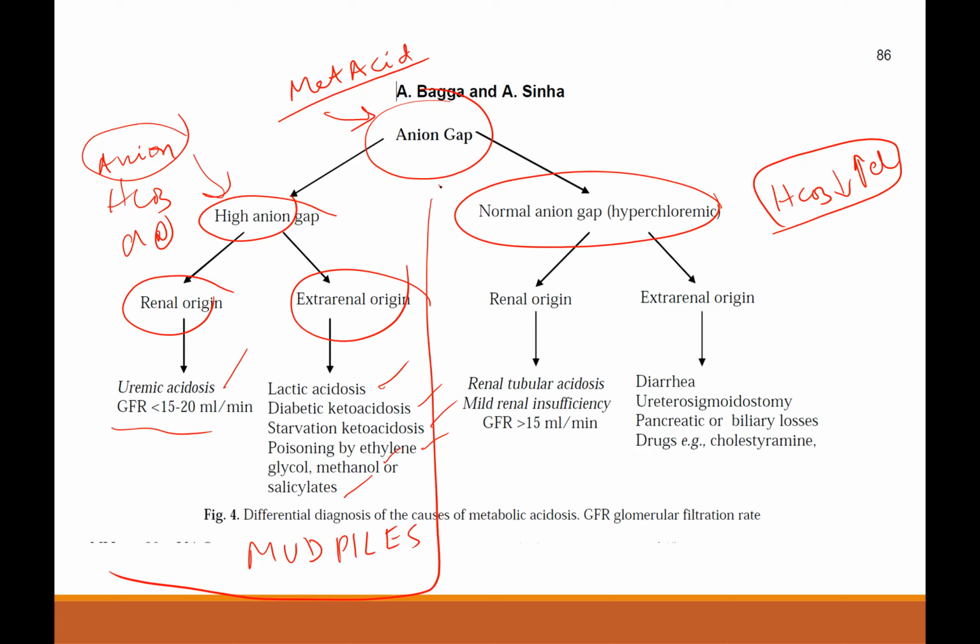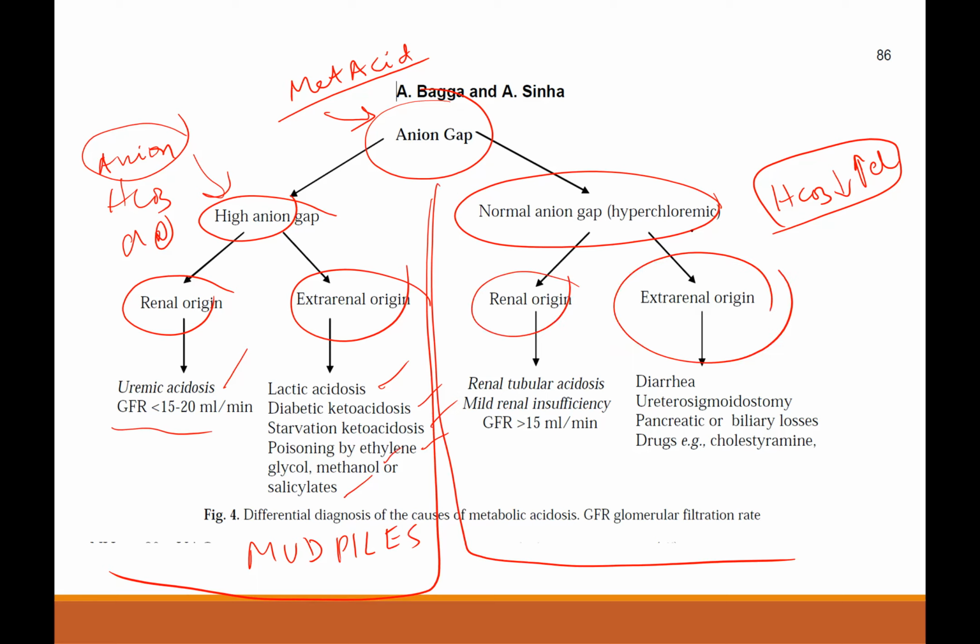Now, we have a normal anion gap hyperchloremic acidosis. We have to differentiate, is it renal origin or extrarenal origin? How do I do that? Looking at the urine anion gap. Urine anion gap in these conditions is negative. In these conditions, it is positive.